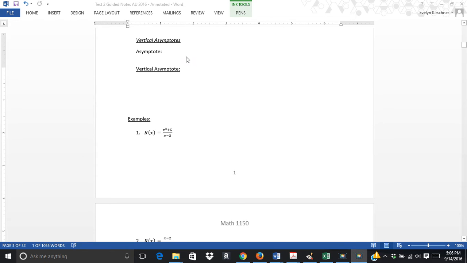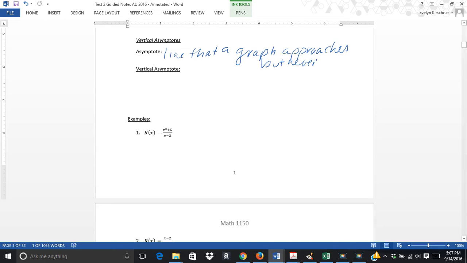Rational functions have asymptotes. So first I'm going to talk about what actually an asymptote is. An asymptote is a line that a graph approaches but never intersects. We'll talk later about a little bit of an exception to that rule, but basically the graph can never intersect it. So what is a vertical asymptote?